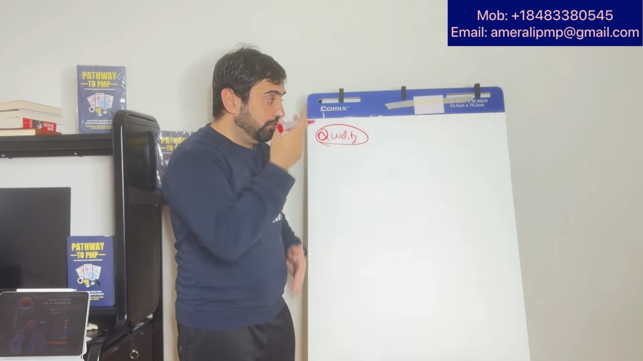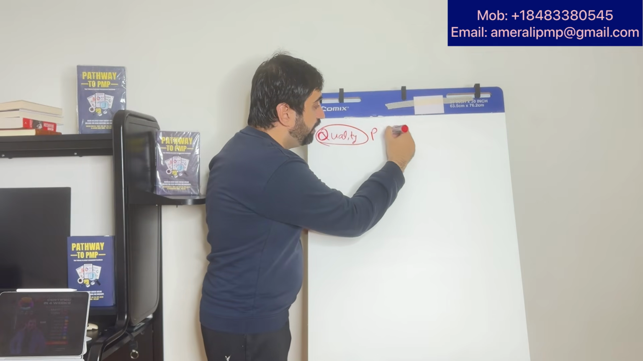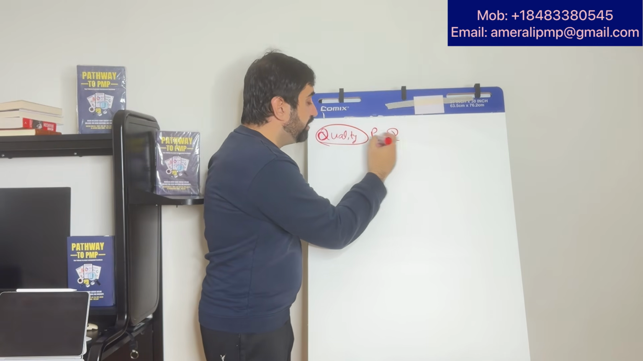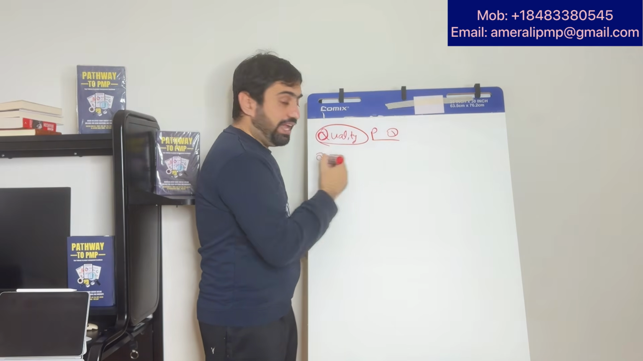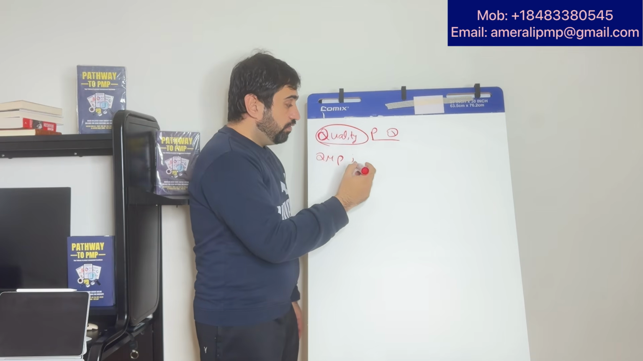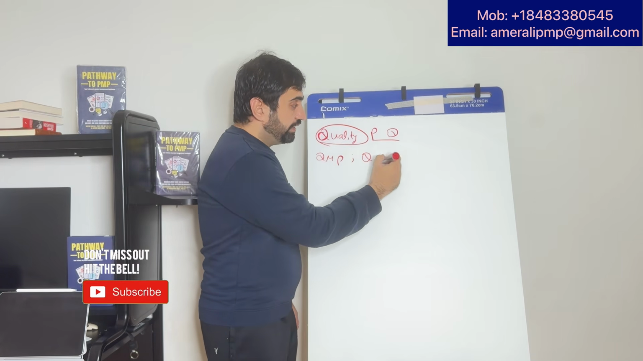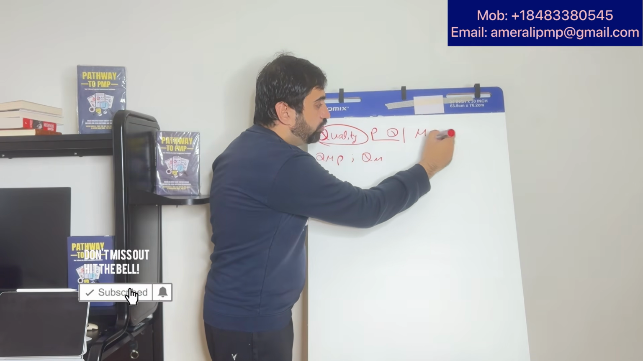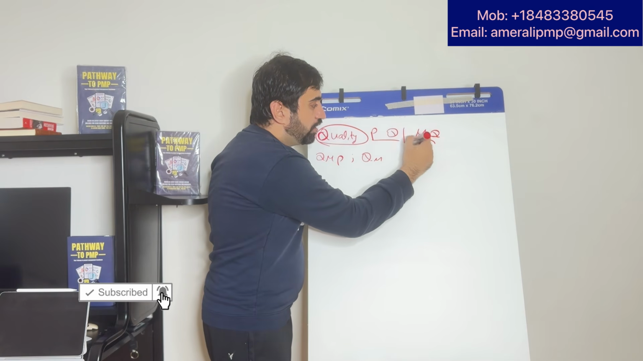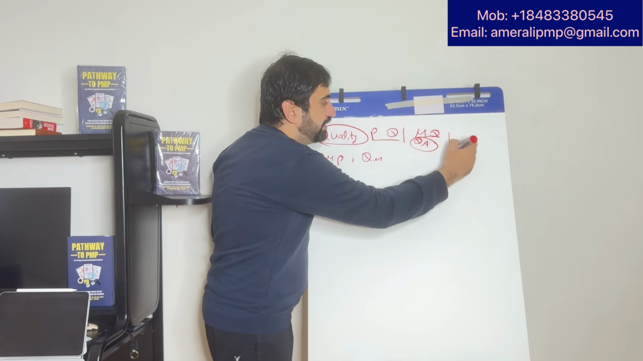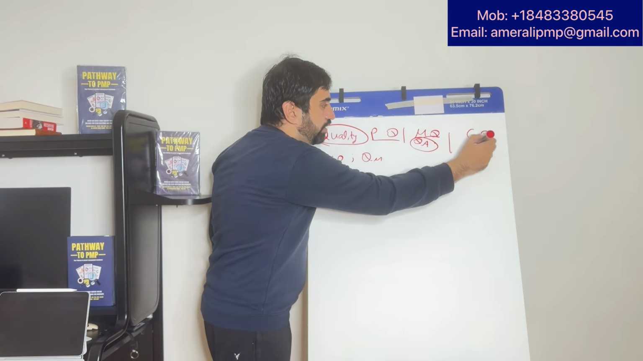So in quality, we have three things. Plan quality, in which we make the quality management plan and we use quality metrics. Then we have manage quality, which is also known as quality assurance, and the third one is control quality.